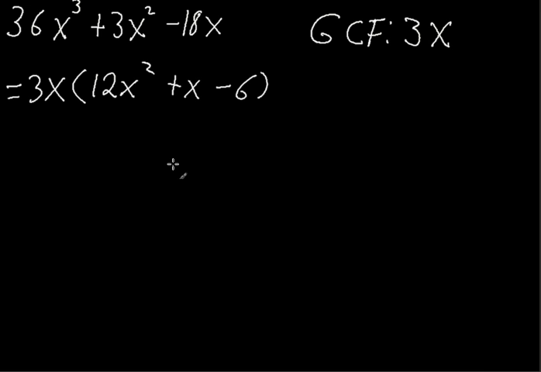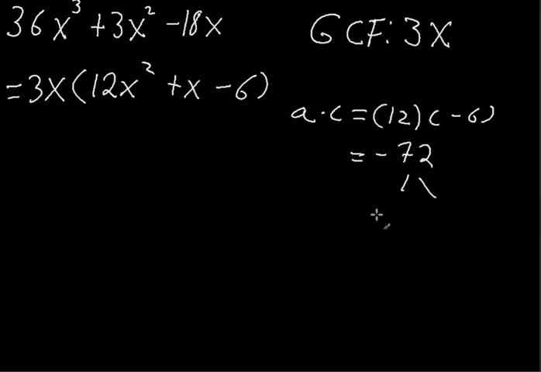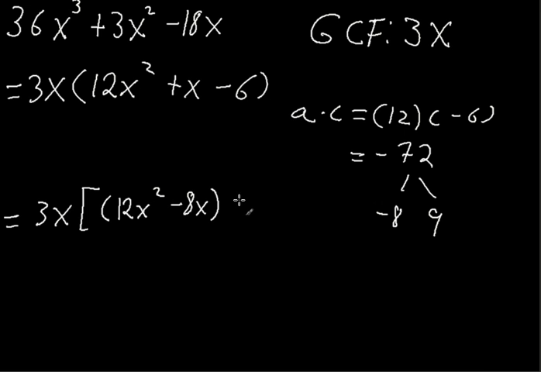Okay, so now I have to find how to factor this part. Well, I have 12, 1, and negative 6. I'm going to have to use the AC method. So 12 and negative 6 would be negative 72. I need to find the factors of negative 72, which add to 1. Well, that'd be kind of like the last problem. Negative 8 and 9, right? So we're almost there. 3x, I'm going to use a bracket, and then I have 12x squared minus 8x plus 9x minus 6.